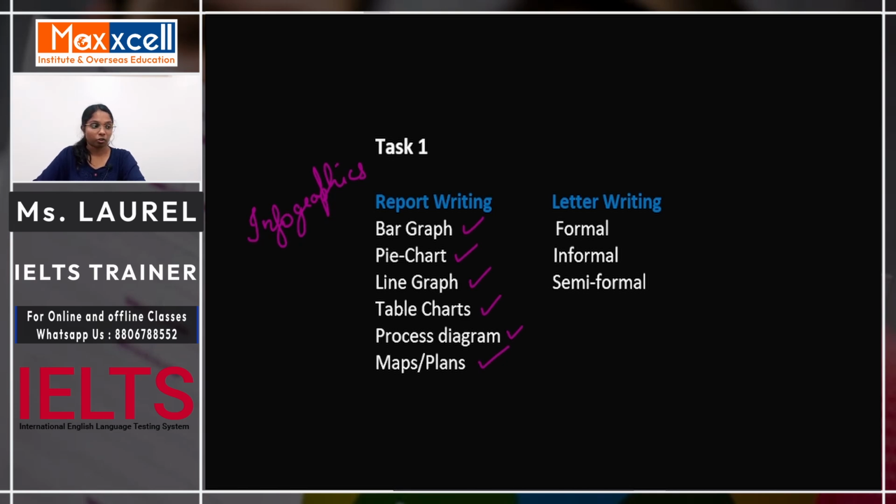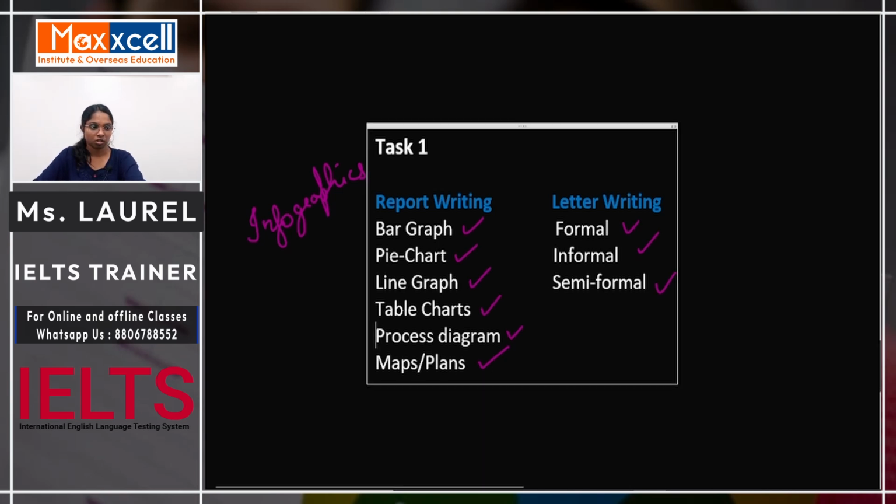Coming to task 1 for general, that is letter writing, there are 3 types of letters, namely formal, informal and semi-formal. Now moving on to task 2.